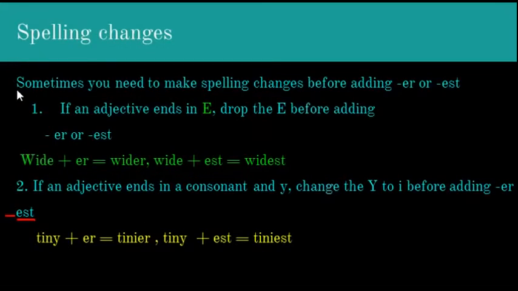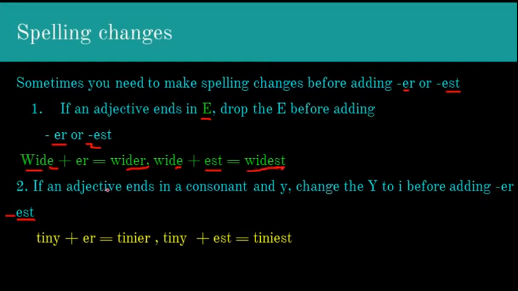Spelling changes. Sometimes you need to make spelling changes before adding ER or EST. If an adjective ends in E, drop the E before adding ER or EST. For example, wide. Now wide ends in E. So before adding ER, we will drop this E, so it will be wider with only one E. We don't have a double E in wider. And to create the superlative degree, we will drop E and add EST: widest.